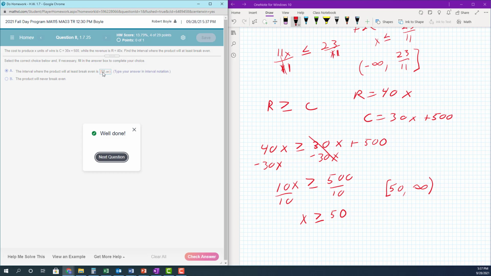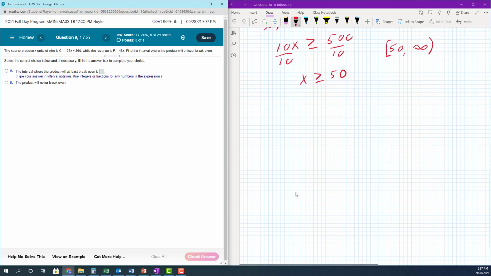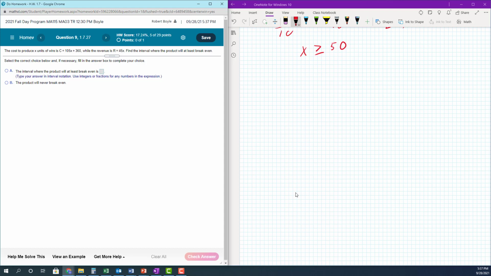And there we go. Okay, now this is the problem that I talked about in class, which you might run into. Here, it's the exact same problem. We want to figure out when R is going to be greater than or equal to C. Of course, now R is 45x. C is going to be 105. The cost to produce is 105x plus 360.